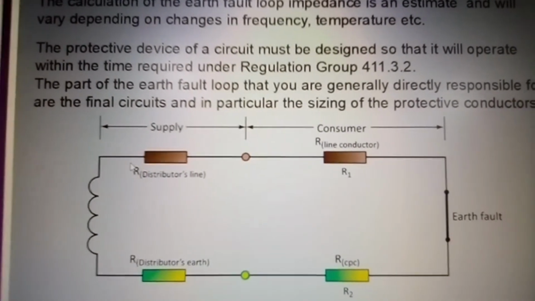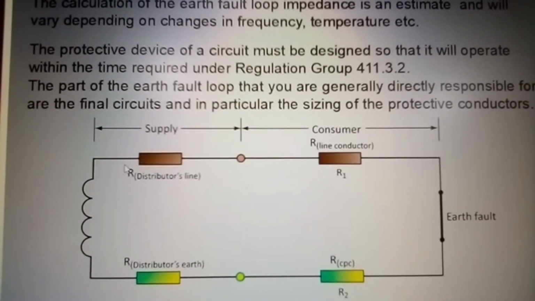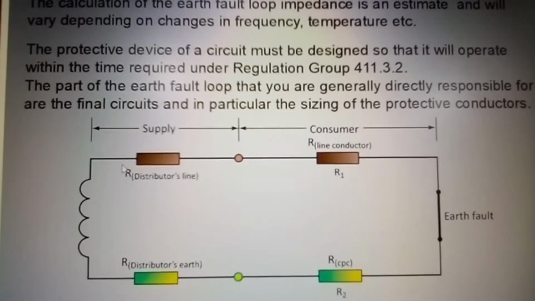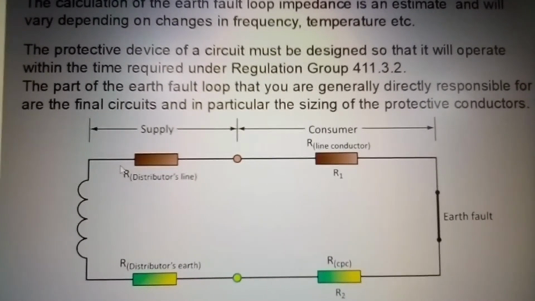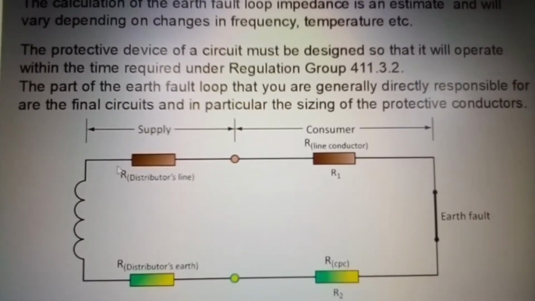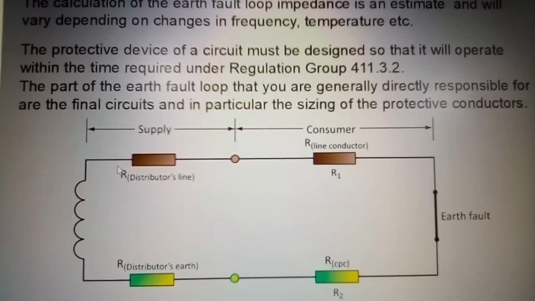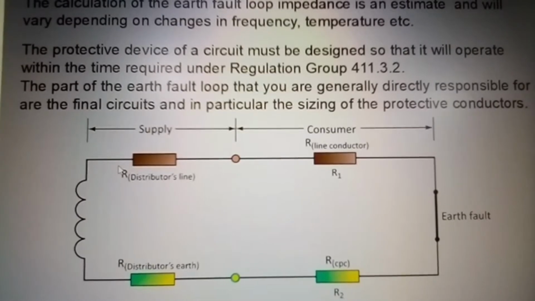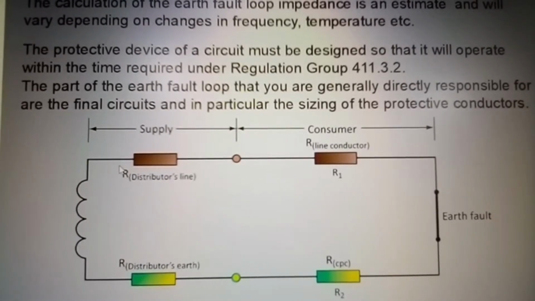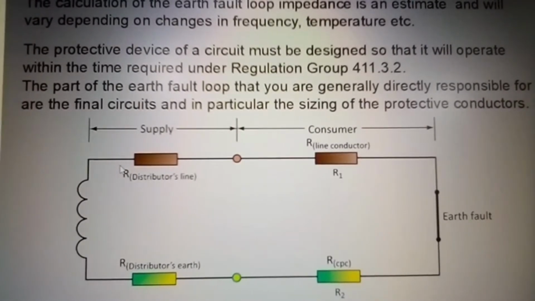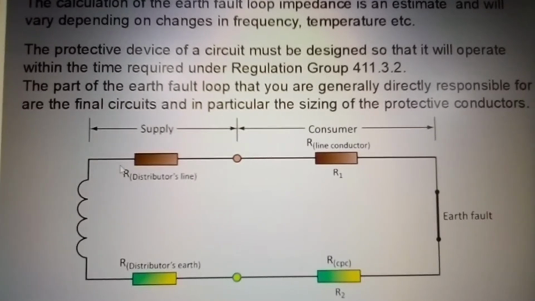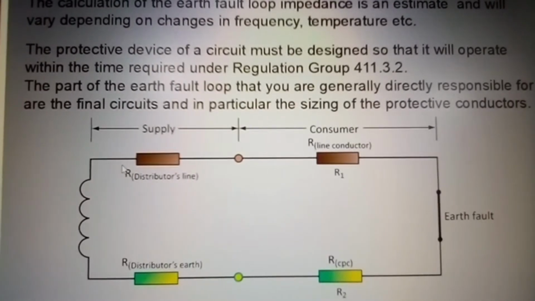The protective device of a circuit must be designed so that it will operate within the time required by the regulations, etc. And the regulation is 411.3.2. And again, you can read this for yourselves. The part of the earth fault loop that you are generally directly responsible for are the final circuits, and in particular, the sizing of the protective conductors.